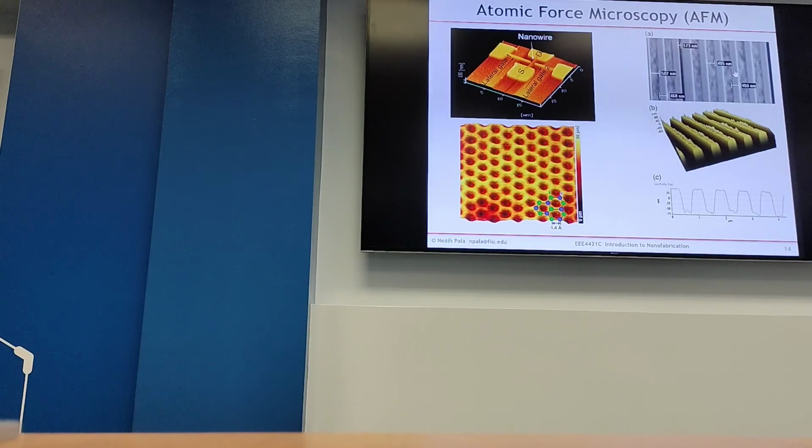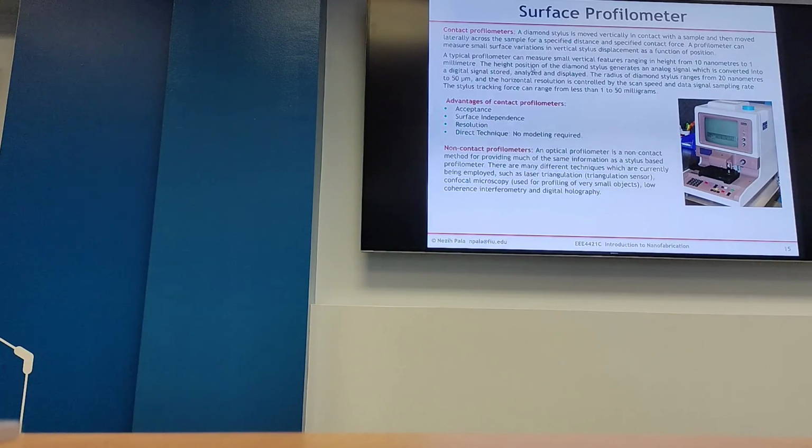There's another one with relatively larger features, but you can get quite a good 3D map. This is a nanowire-based transistor: source, drain, 2 gates. Again, see, it's under the nanometer. You can get a 3D map or 3D image of a transistor.